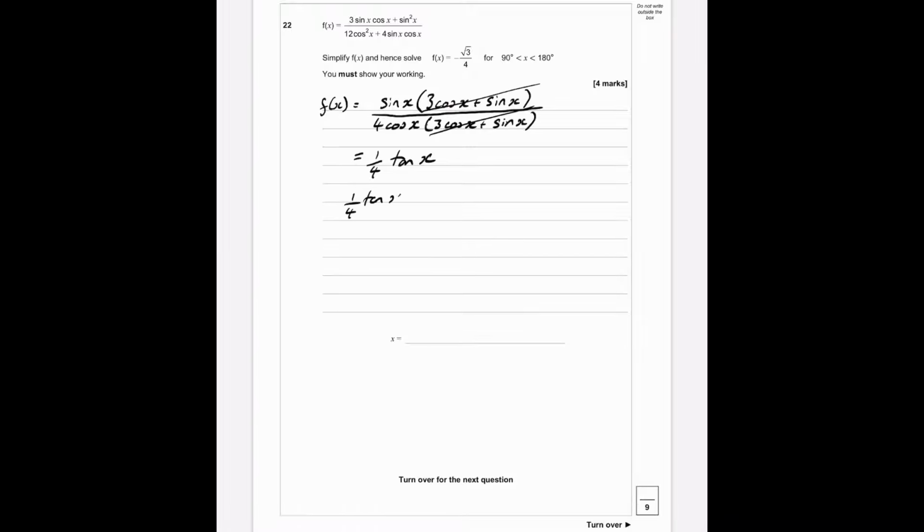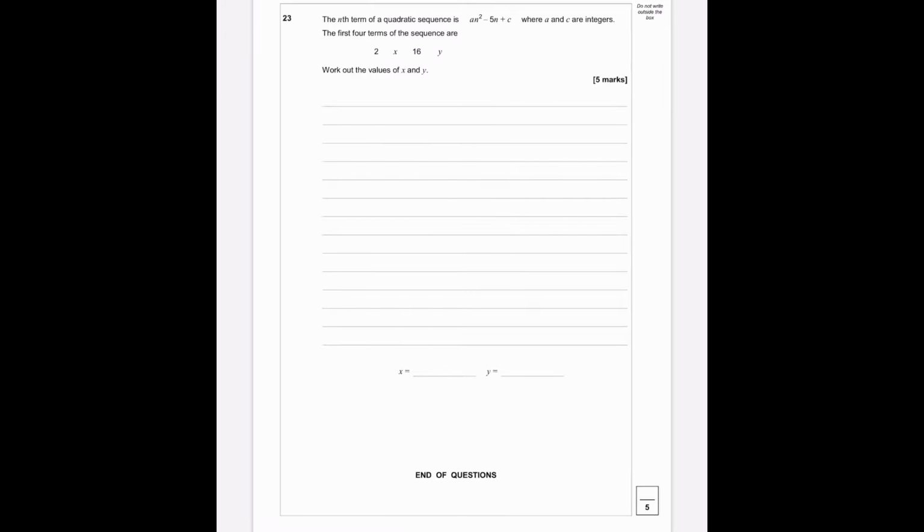Now we want to solve a quarter tan x equals negative root 3 over 4. So first thing we can do is multiply both sides by 4, giving us tan x equals negative root 3, and now it helps to know that therefore x is negative 60. You can add 180 to that to get to 120, and 120 is in the range that they have quoted, so x equals 120. Learn your standard trig solutions.